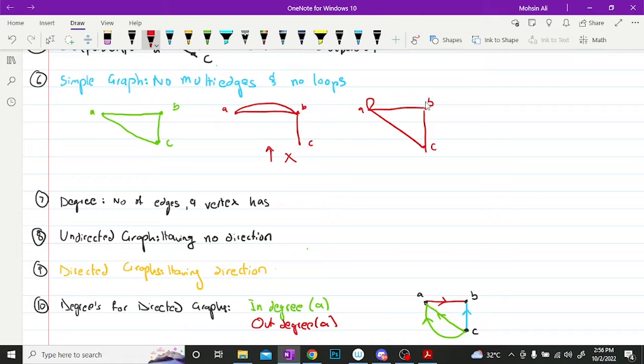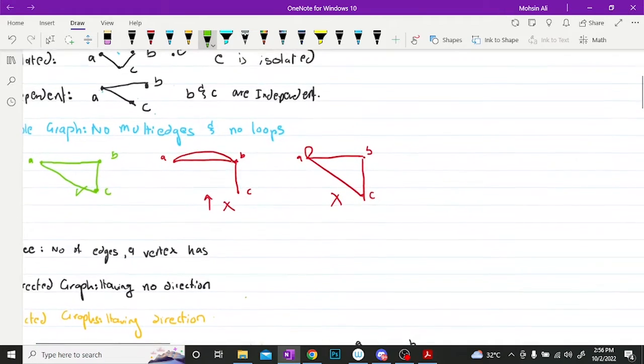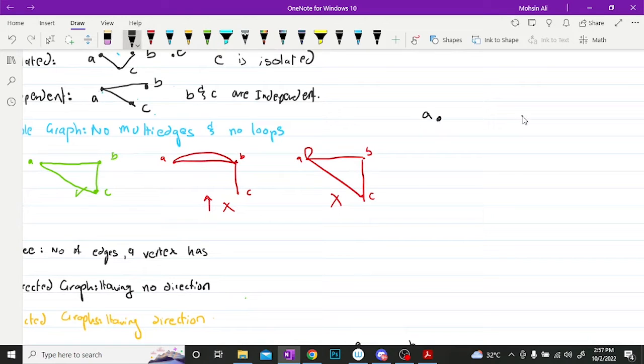If we have a loop on any of the vertices of your graph, then that is also not a simple graph. However, if there is a graph like this, where there are multiple edges coming out of a vertex, but they're getting connected to different vertices, then that is allowed. So this is a simple graph. The only condition is that it shouldn't have multi-edges. Multi-edges is basically when A has multiple edges connecting to the same vertex. That is called multi-edges.